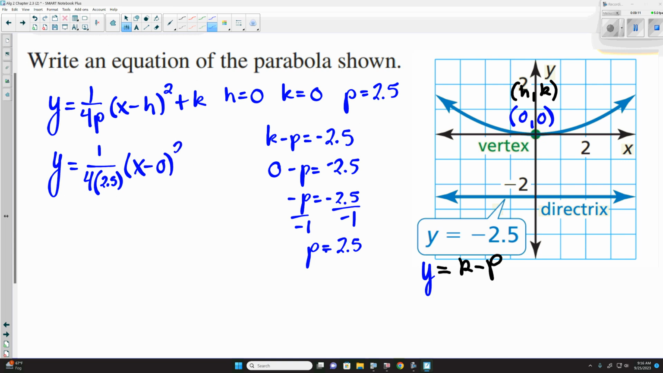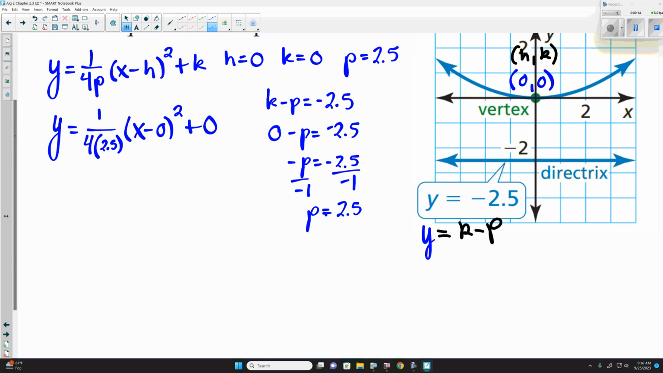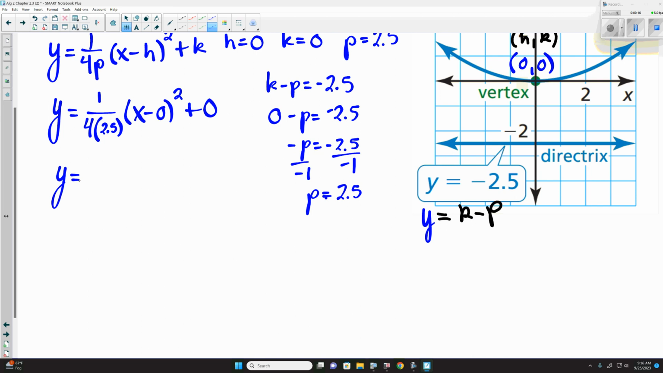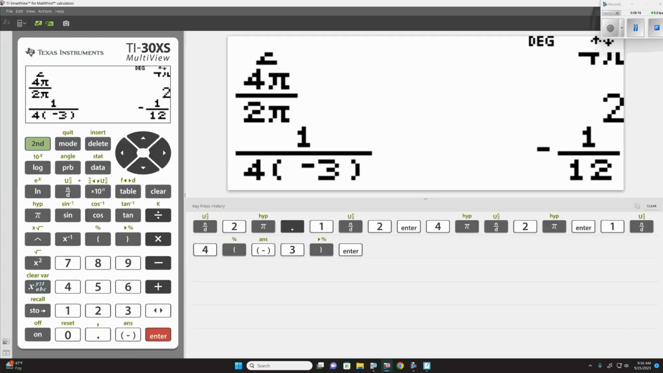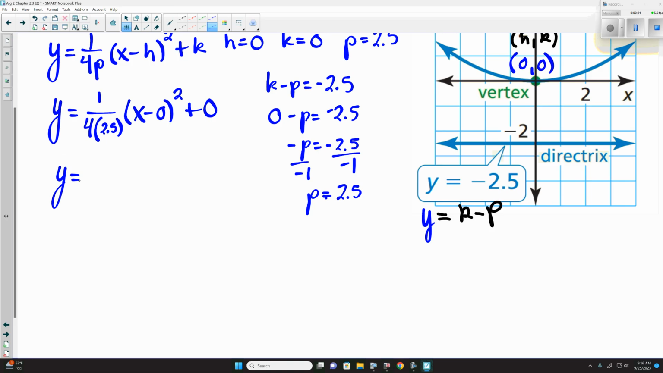x minus 0 squared plus 0. Now we need to do 1 over 4 times 2.5, which is 1/10. And that's it. Questions on these here? Question on anything we've done so far?